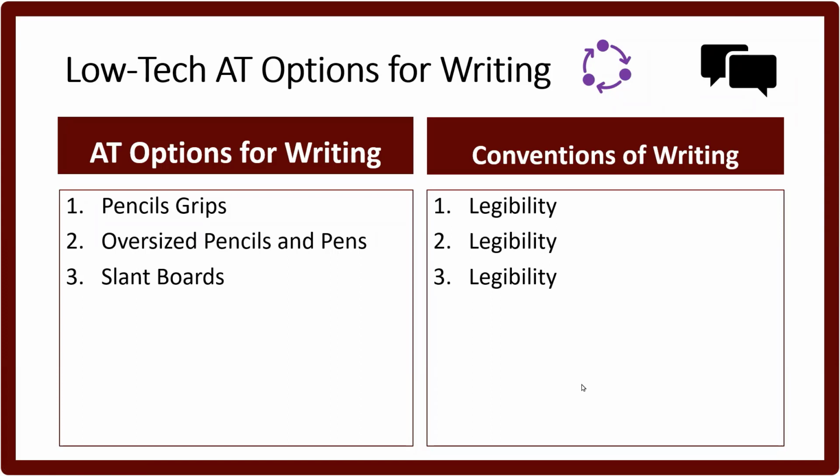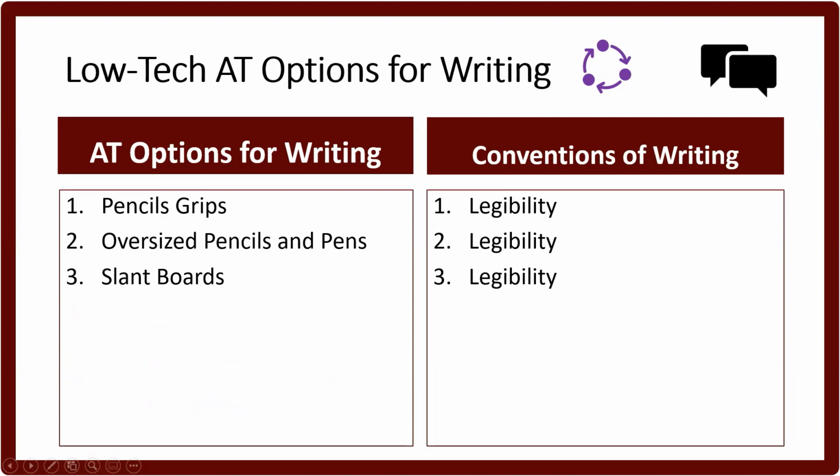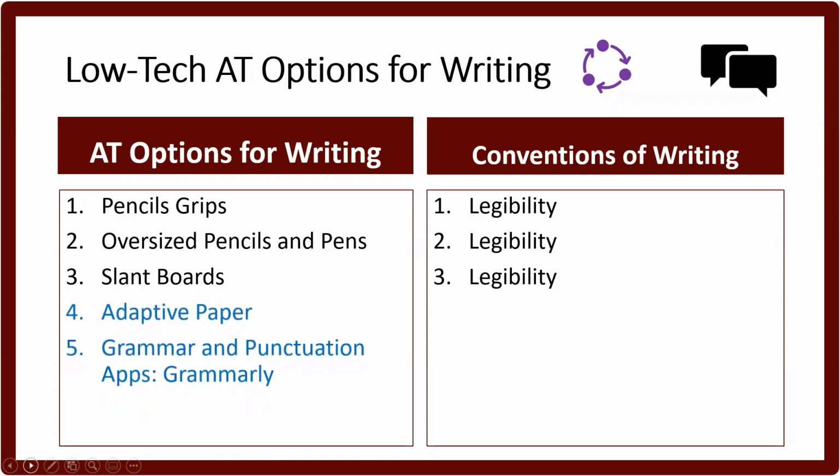And again, these are the kinds of things you can just have available in your classroom, right? You can have various sizes and shapes of pens and pencils, and a student can find what works best for them. And then after slant boards, we have adaptive paper.